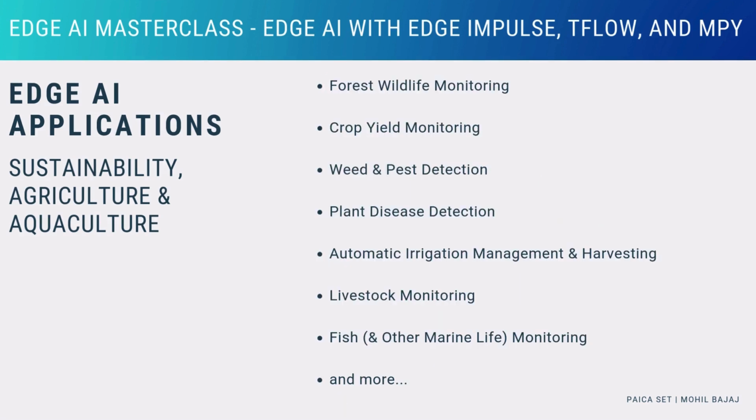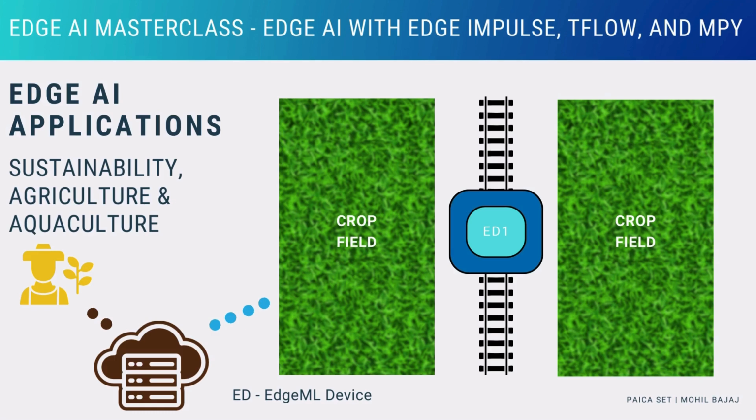Edge AI can also be used in agriculture. Some Edge AI applications to agriculture are crop yield monitoring, weed and pest detection, plant disease detection, and irrigation management and harvesting. Let's say that you have a tomato farm and you want to automate some of the tasks using Edge AI. One way you could do that could be by laying tracks between the plant aisles. A robot with camera could be installed to run on these tracks.